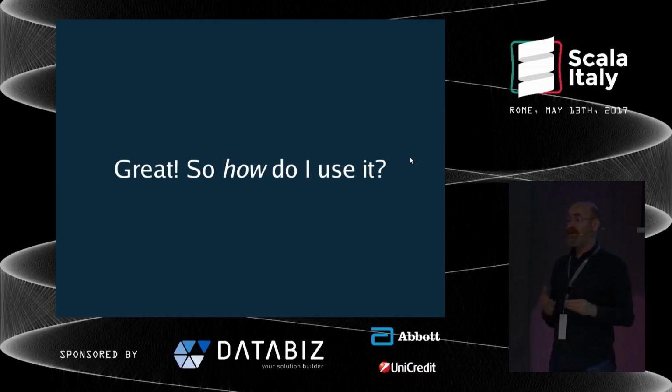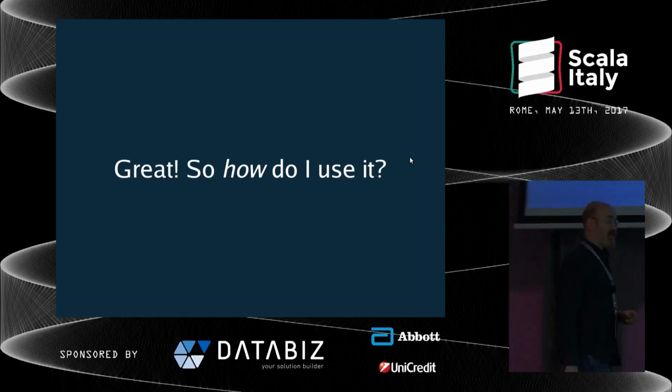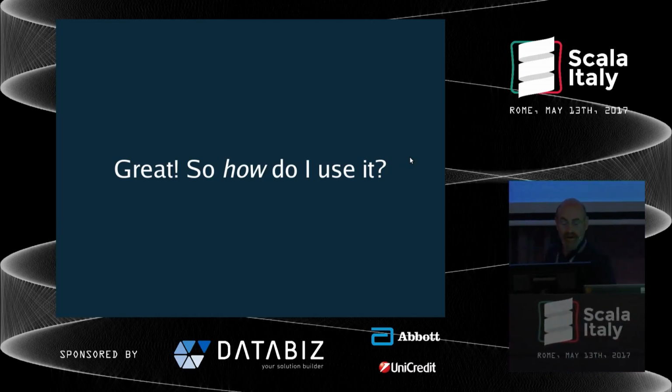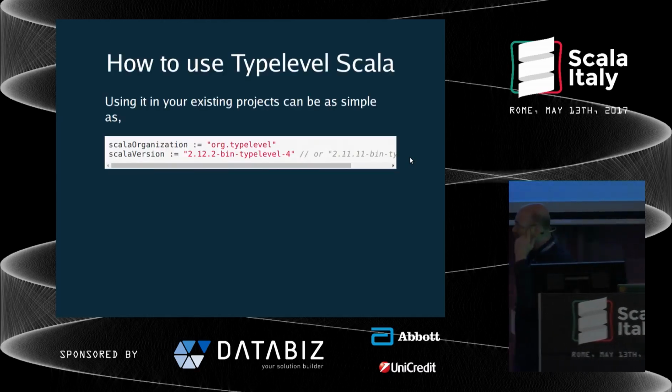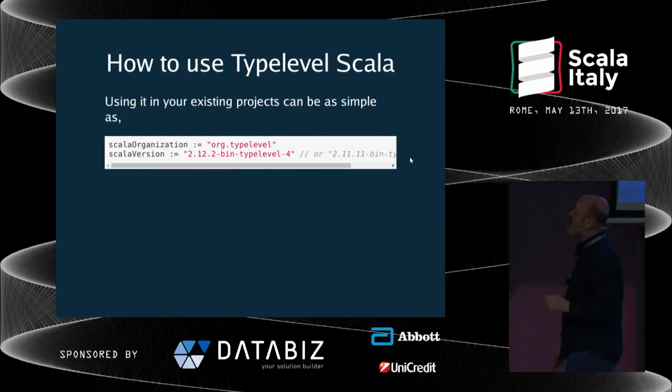I think this will definitely be true for the lazy stuff from Shapeless when that's fully implemented in the Scala compiler. It will definitely be less risky to use type-level Scala than to rely on macros. Okay, so how? It's got a little bit more complicated. It used to be, up until this release, you could just change Scala organization to org type level and you were done. Now, because we're adding a suffix, you do have to change the Scala version.